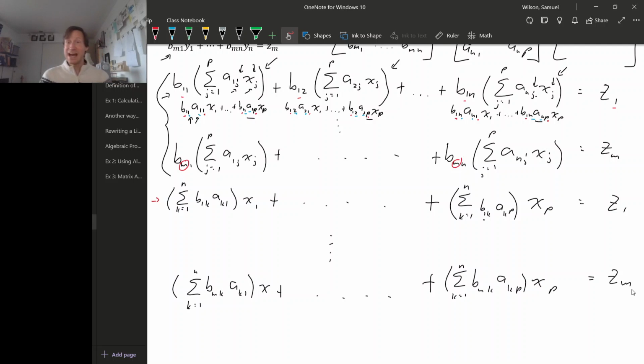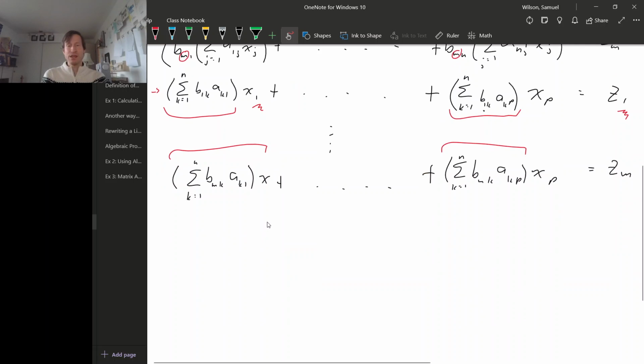Okay, and now remember, the whole goal here was to get these coefficients, and now we have all of these coefficients, right? We have our starting variables, the x's, and our ending variables, the z's, and so the matrix that represents this linear vector function is just the matrix whose entries are all of these coefficients. So now we can write down the correct definition of our matrix product, right?